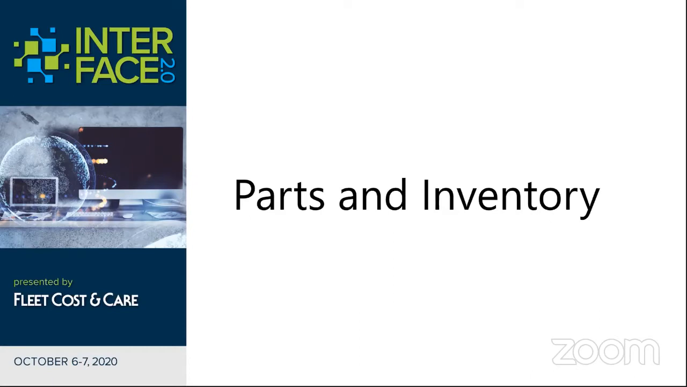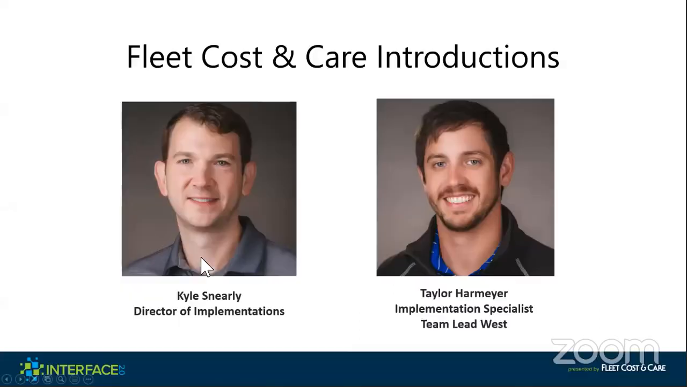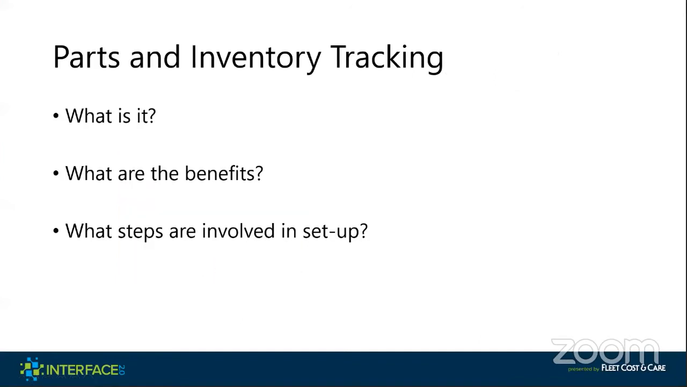We're talking parts and inventory. So we've got three main objectives today. I want to define what exactly parts and inventory are in NexGen, and more importantly, or just as important, what it is not. I want to cover some of the benefits that you get out of having an active inventory in NexGen. And I want to discuss some of the steps that are involved in getting set up.